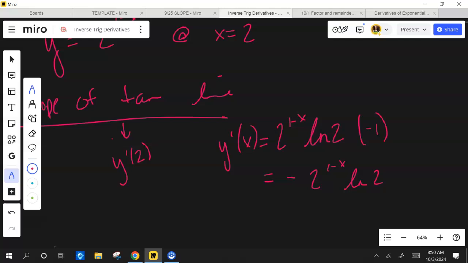Oh, I see that. Leave it in the answer. If you don't have a calculator, leave that in there.